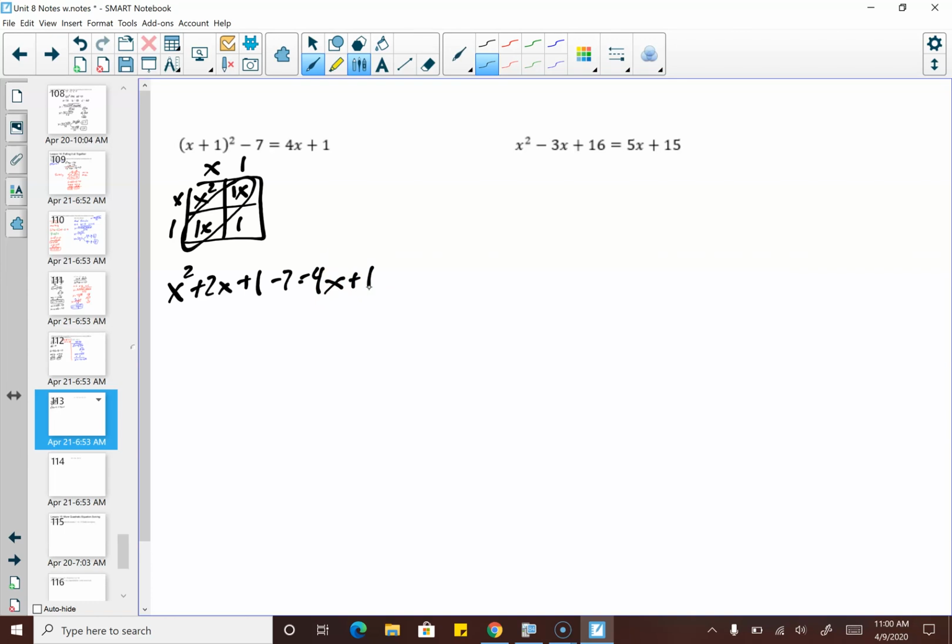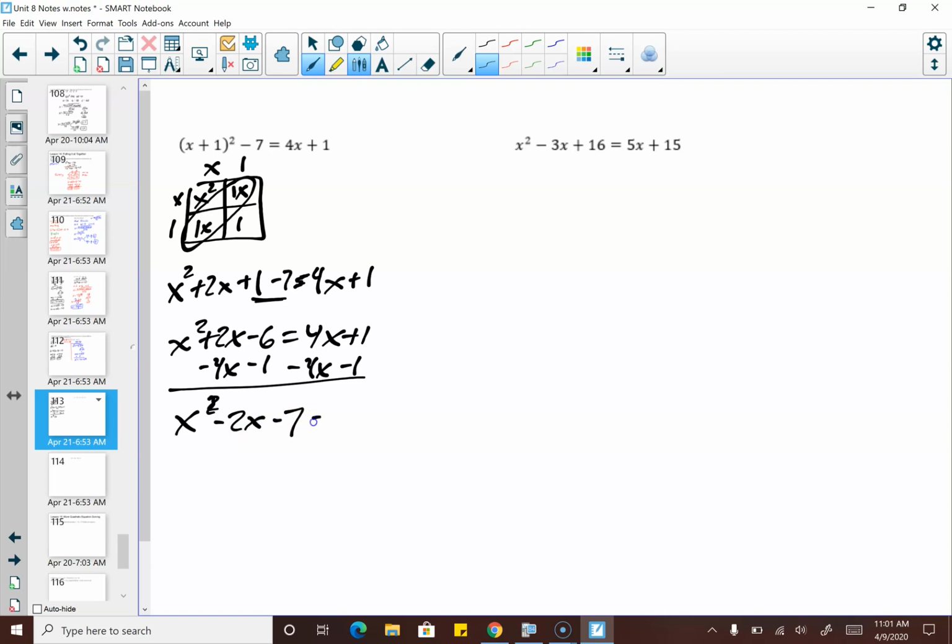Okay. So again, the reason we're doing that is because you can't do inverse operations when there's multiple x's in the problem. So now I'm going to combine these two like terms. x squared plus 2x minus 6 equals 4x plus 1. I'm now going to set it equal to 0. So minus 4x minus 1, minus 4x minus 1. I get x squared minus 2x minus 7 equals 0.